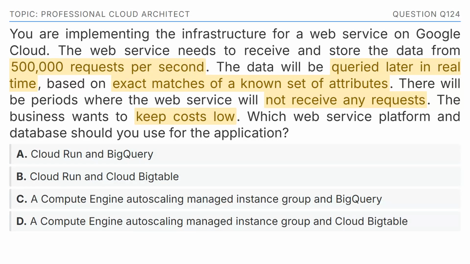To arrive at the correct answer, we focus on the keywords: 500,000 requests per second, queried later in real time, exact matches of a known set of attributes, not receive any requests, keep costs low. Correct answer is option B, Cloud Run and Cloud Bigtable.